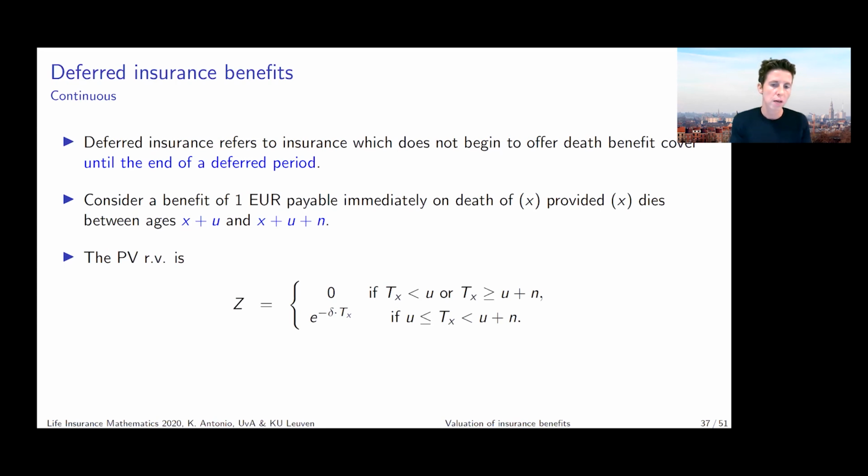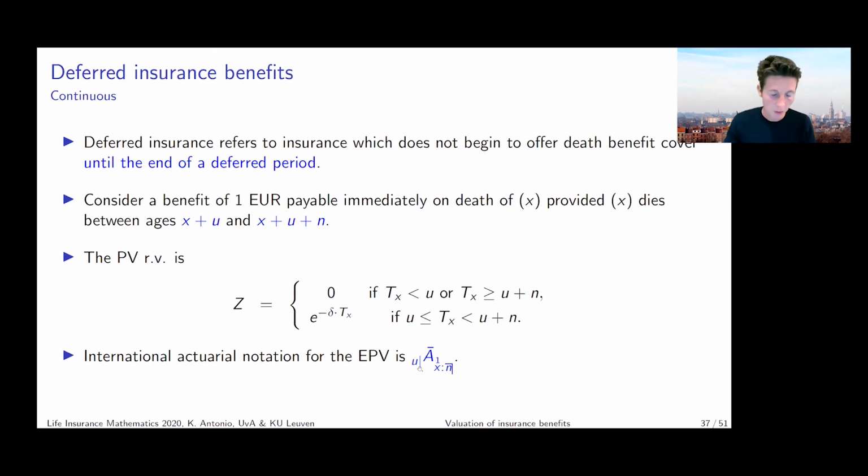So the question is now, if you go to the calculation of the expected present value of this thing, how can you denote that? How can you write down this expression? That's something we're going to do together. But first of all, what about the actuarial notation? Well, there has to be an extra symbol here, of course, because we have the deferred period, the u years. So that symbol is over here at the left side.